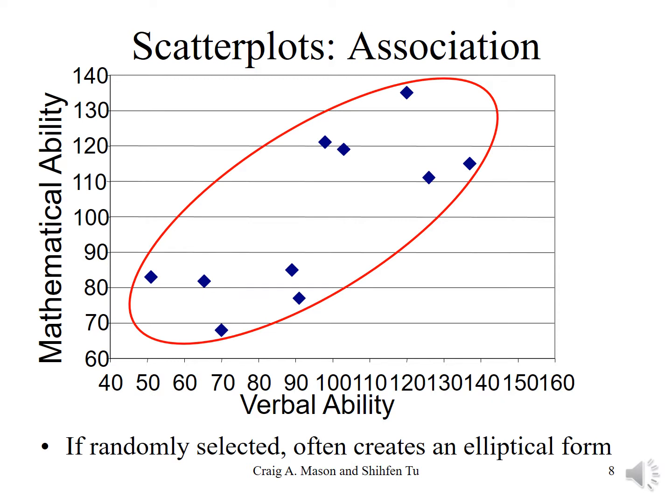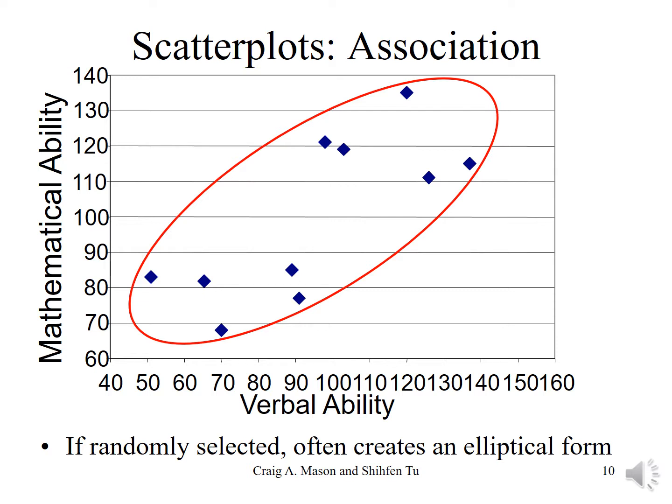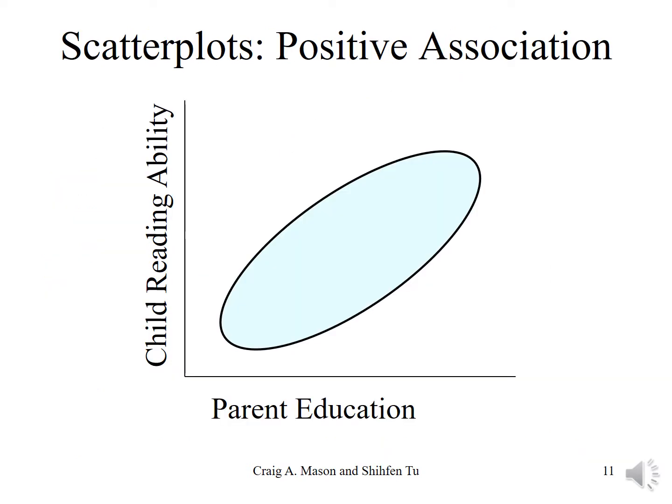Now, if I've randomly selected a group of students and I plot all of their scores, we'll often see a shape or pattern such as this elliptical form. It kind of looks like a tilted potato. Notice that there's a trend in that higher verbal ability is associated with higher mathematical ability. The overall trend isn't perfect, but there is a general pattern of higher math scores with higher verbal scores.